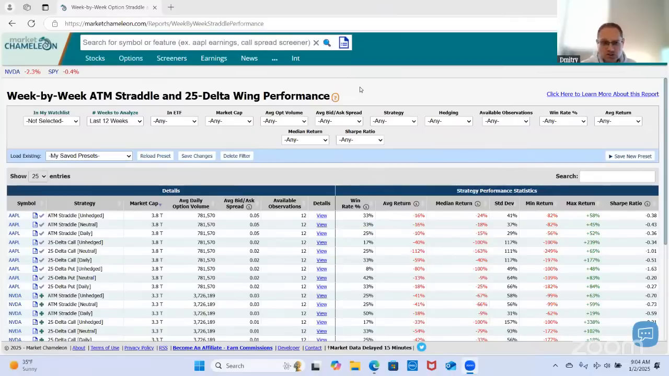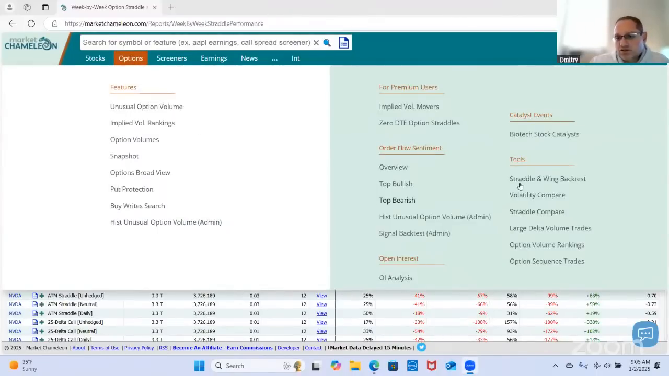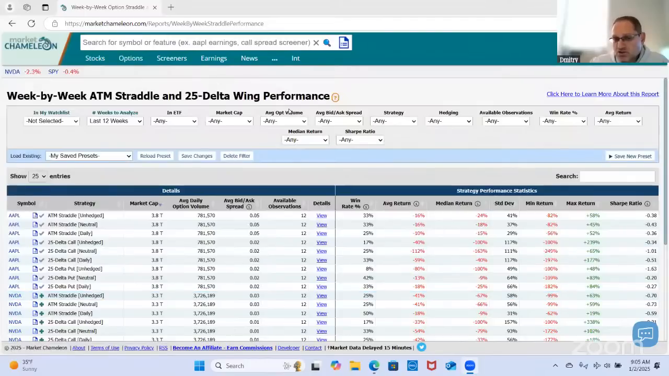In this situation, we're going to look at a screener that helps us do this all from one page instead of going from stock to stock. We'll create this screener and it'll be easier to find those answers here. To find this particular page, we go under the options menu up top, then tools, straddle and wing backtest. So that's what I'm on. You click on that and you end up on this page.